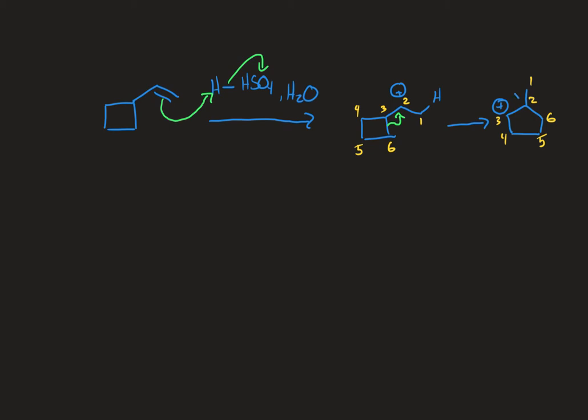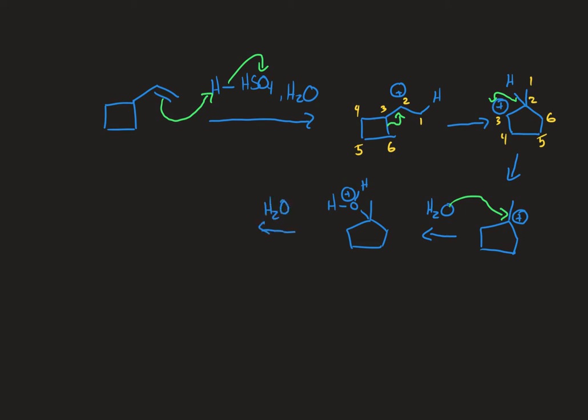The next thing that's going to happen is I'm going to sprout this hydrogen and do a little hydride shift to form the tertiary carbocation, which can then be attacked by water to give this hydronium cation intermediate, which can finally be deprotonated, likely by another water, to give you the ring expanded product of the tertiary alcohol.